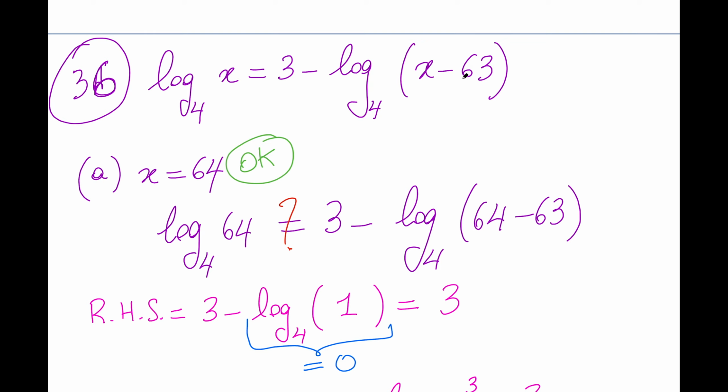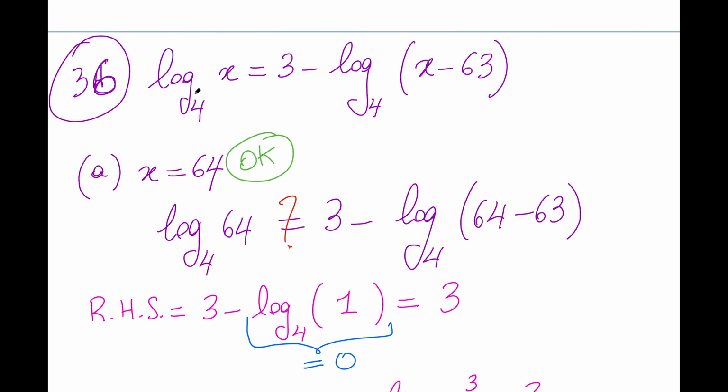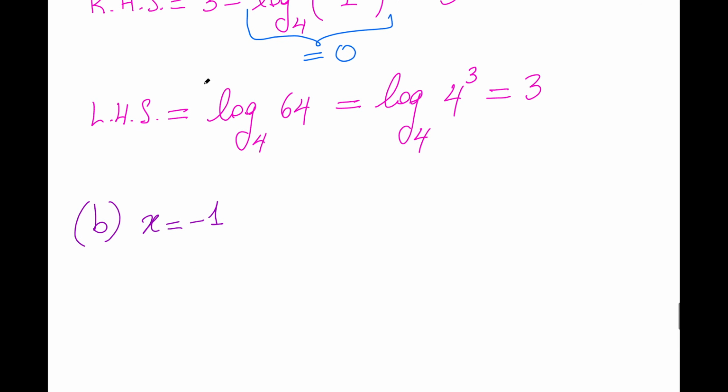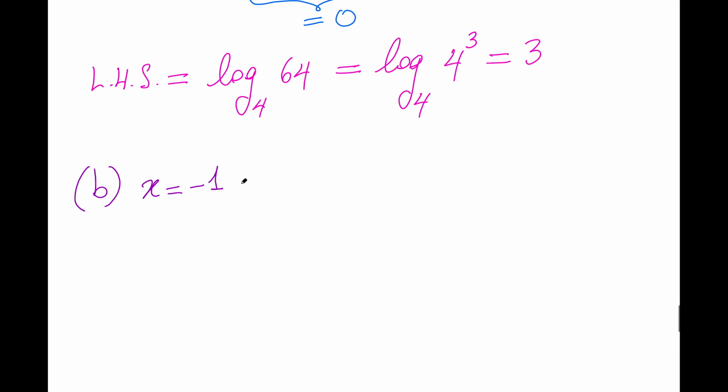So -1 is not only not a solution, it's also a value which produces an error in the equation. It produces a non-meaningful equation. So it is a no. Certainly it's a no, since log base 4 of -1 doesn't make sense.